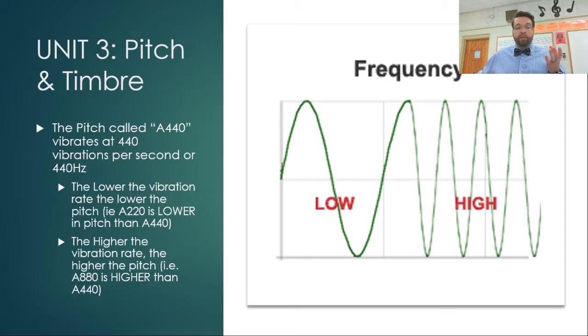So the lower the vibration rate, the lower the pitch. So if we were to lower this pitch, say cut it in half, we would lower it to A220. This would be A220. You hear the pitch is lower because the frequency is lower. I can cut it even lower. This would be A110. This is hitting your ear at 110 vibrations per second.